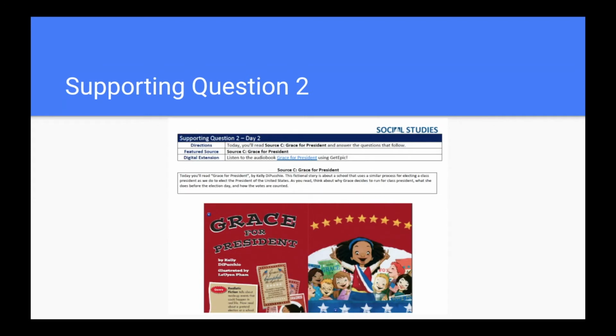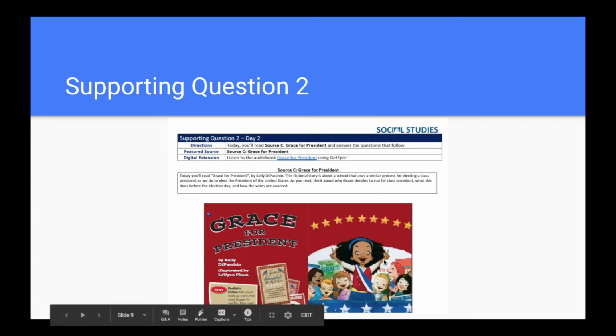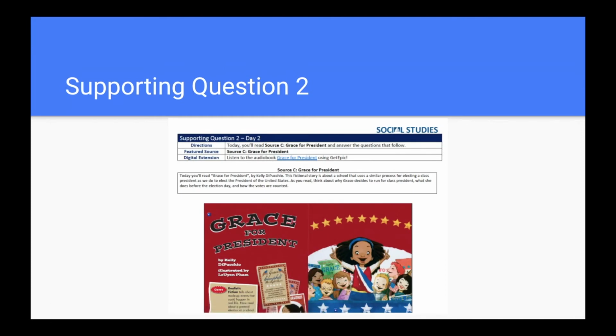This is a fictional story about a little girl named Grace who runs for class president. Her school uses a similar process for electing or choosing a class president as we do to elect the President of the United States. As you read, I want you to think about why Grace decides to run for class president, what she does before the election day, and how the votes are counted.